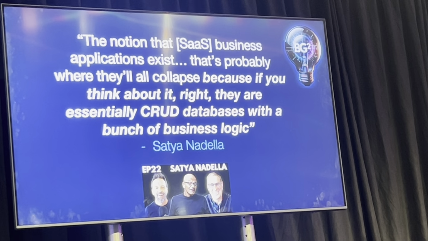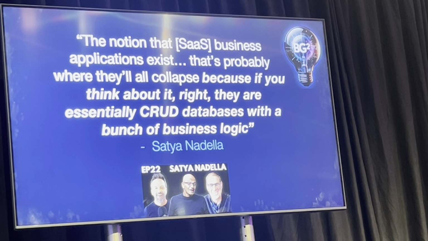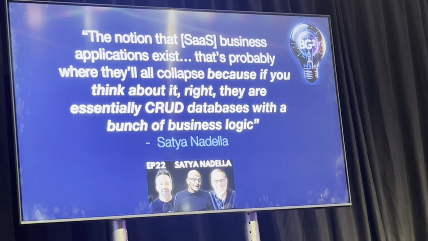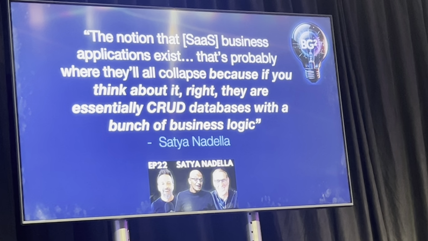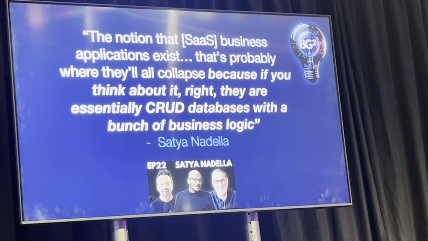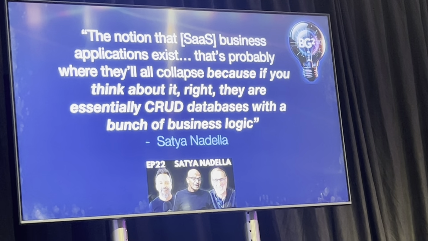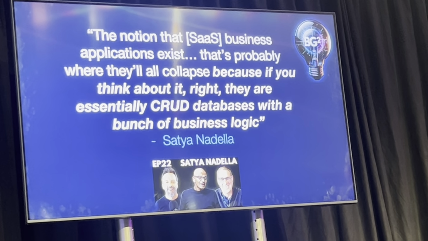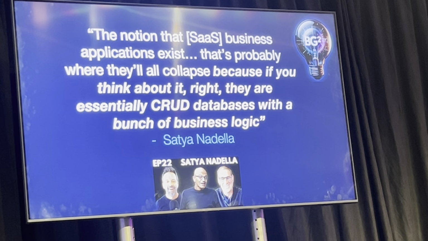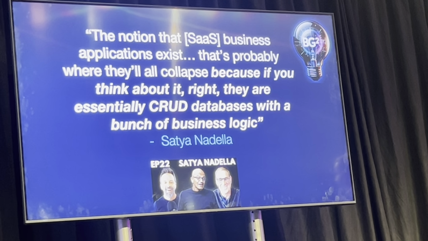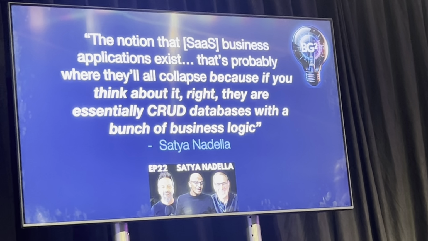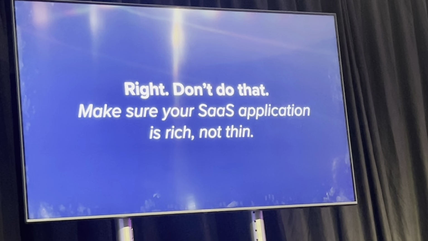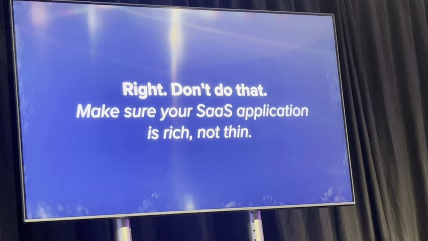One way you don't do it is by what Satya is saying here, which was on a podcast earlier this year on the BG Squared podcast. The notion that SaaS business applications exist, that's probably where they'll all collapse, because if you think about it, they're essentially CRUD databases with a bunch of business logic. So this is one way to be sure to be disintermediated. You don't want to just be an application layer on top of taking user input, putting it into a database, and then serving it back up. And the same is true of an LLM. You don't just want to be a layer on top of an LLM. So don't do that. Make sure you have a richer application, not a thinner application.